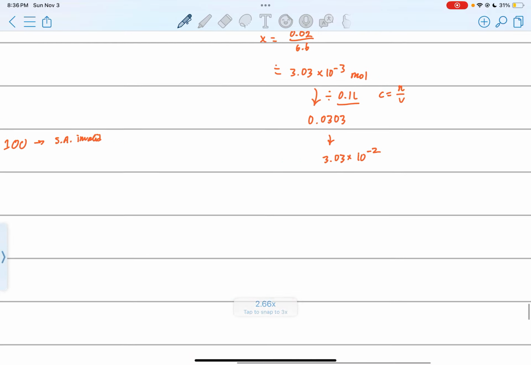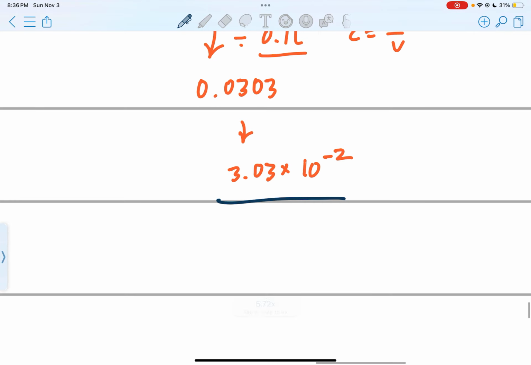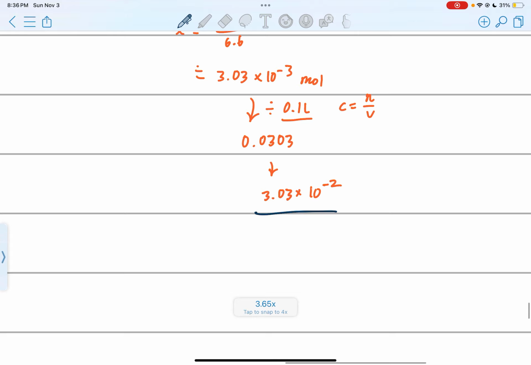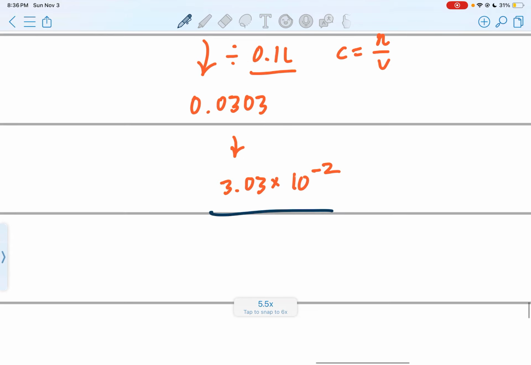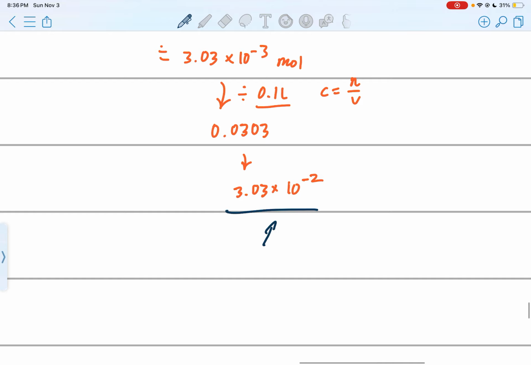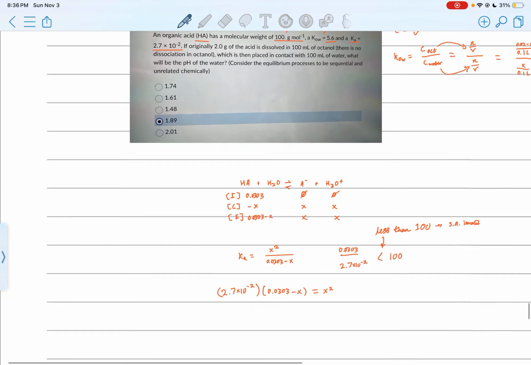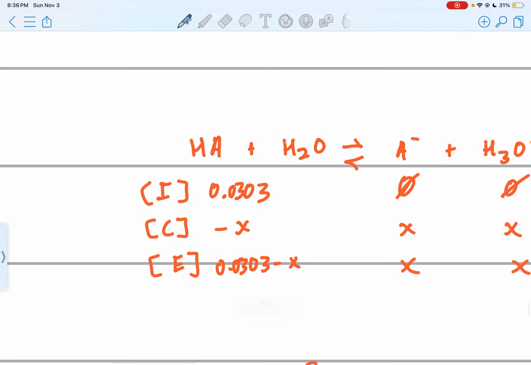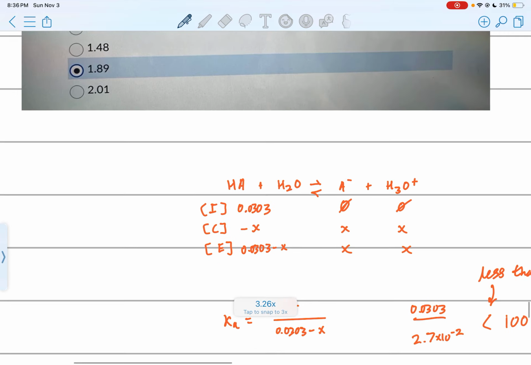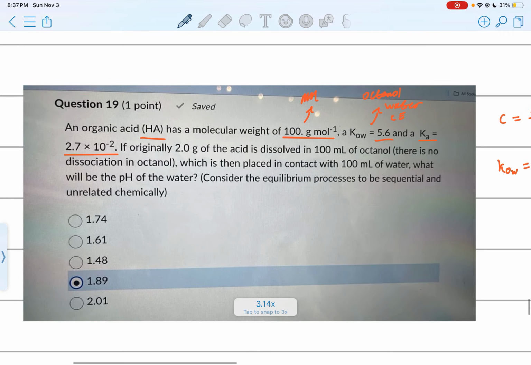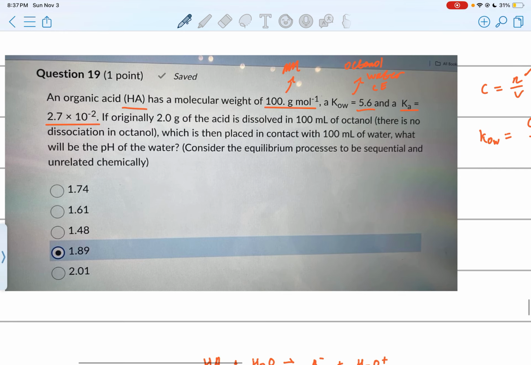Because I now have the concentration of what's in my acid, like my amount of acid in water, right? It's equal amounts, right? But for this one, I'm looking for what's in water. So I have the concentration of what's in water now. So I have my initial value, okay? Because there's two equilibrium processes, right? It's like it equally disperses, and then what's the pH in the water, right?